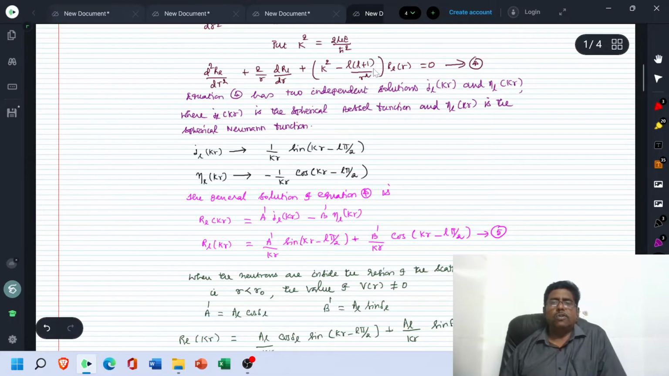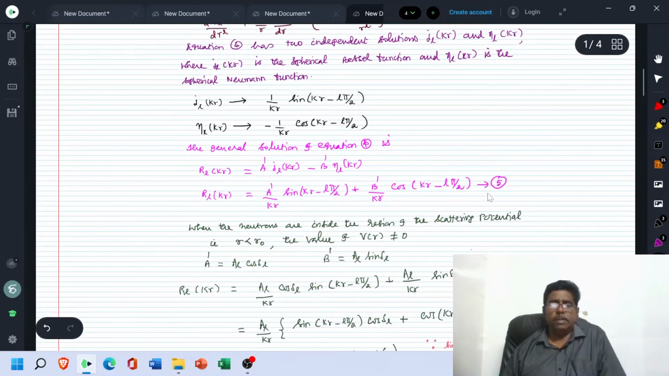Now the general solution of equation 4 is RL of kr equal to A dash JL of kr minus B dash eta L of kr. Now substitute these two values, and we can get this equation 5.